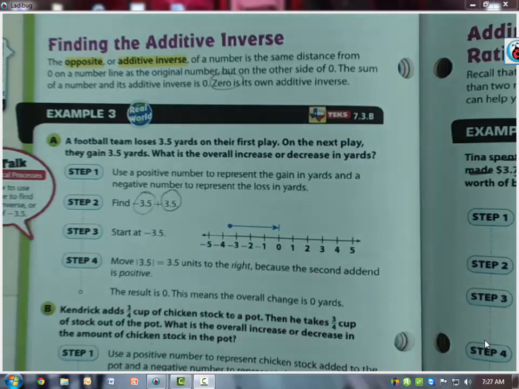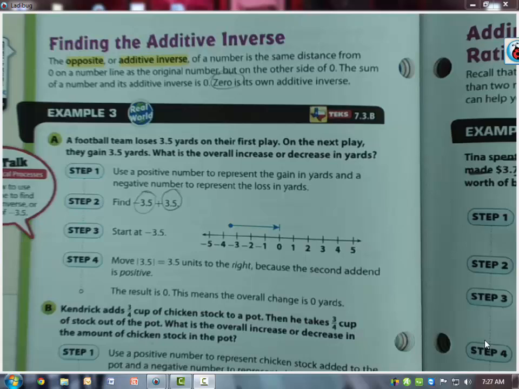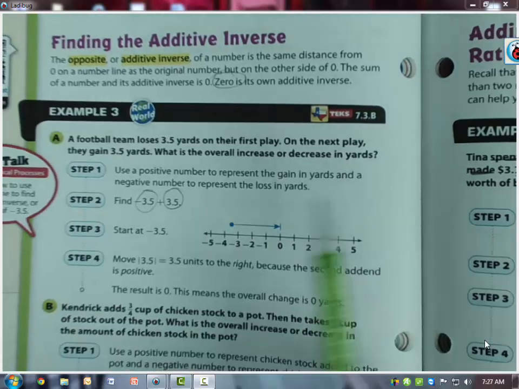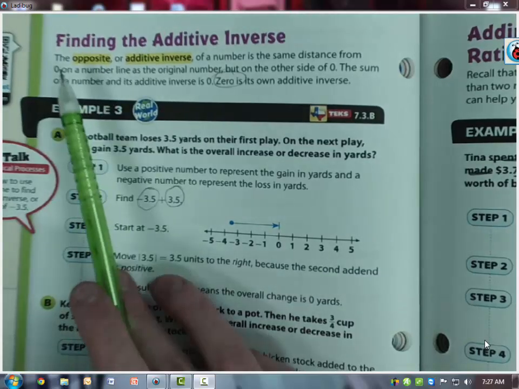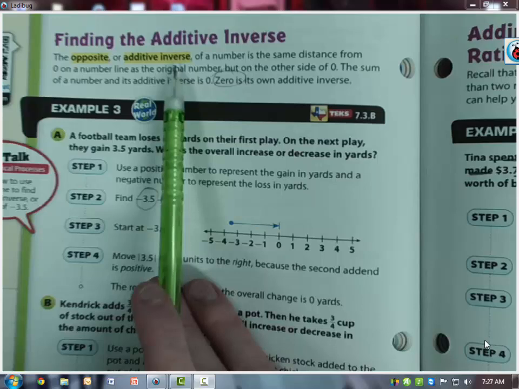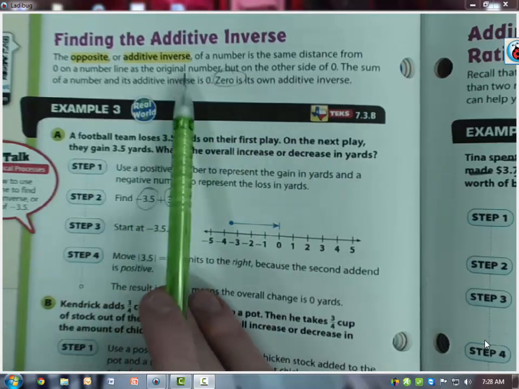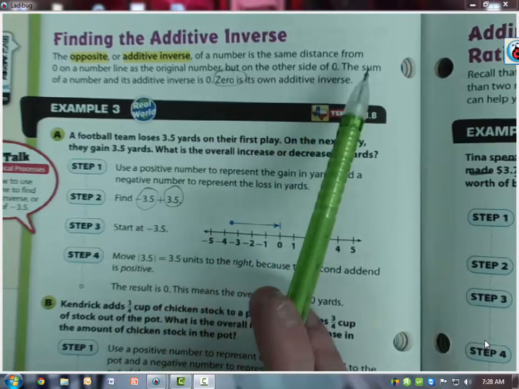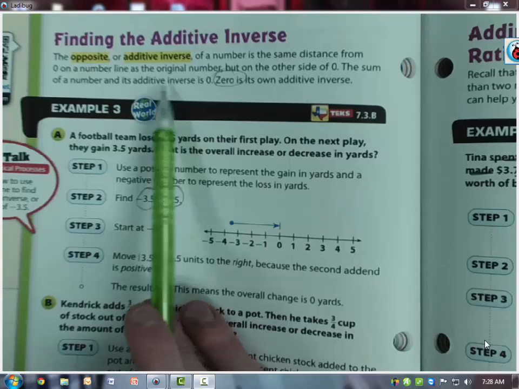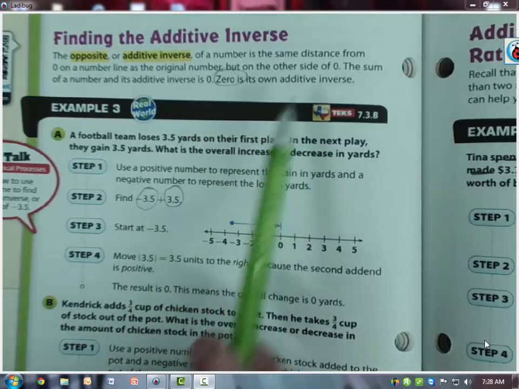The opposite, or additive inverse, of a number is the same distance from 0 on a number line as the original number, but on the other side of 0. The sum of a number and its additive inverse is 0. 0 is its own additive inverse. Okay? So if we're working with opposites and we're adding those together, we're subtracting, obviously, because they're different signs, so we're always going to end up in 0. Added together are always 0.